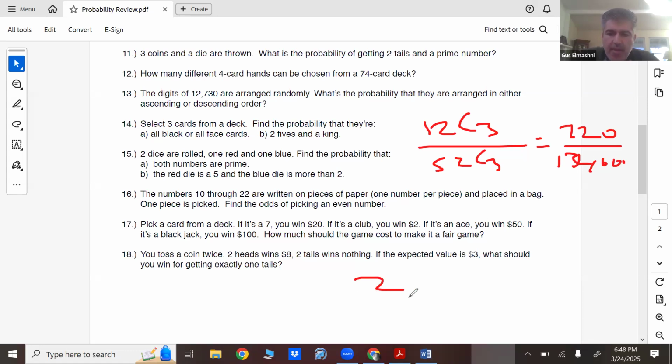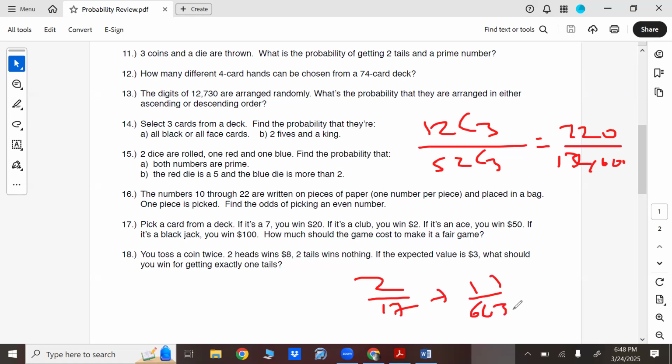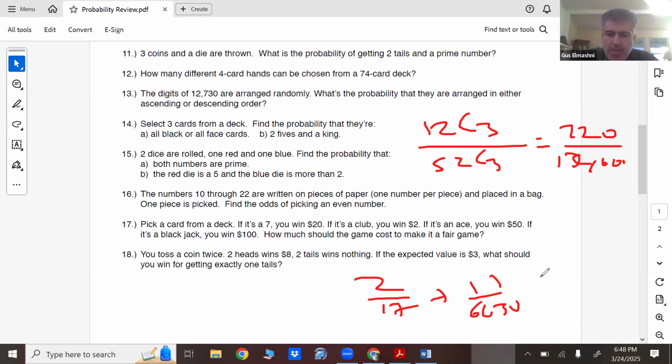Yeah, so it's kind of hard to add that. We have 2 over 17 plus 11 out of 630. Add that 2 out of 17. Yeah, it should be 791. I mean, you work it all out. 791 out of 66630. Or basically 0.119.